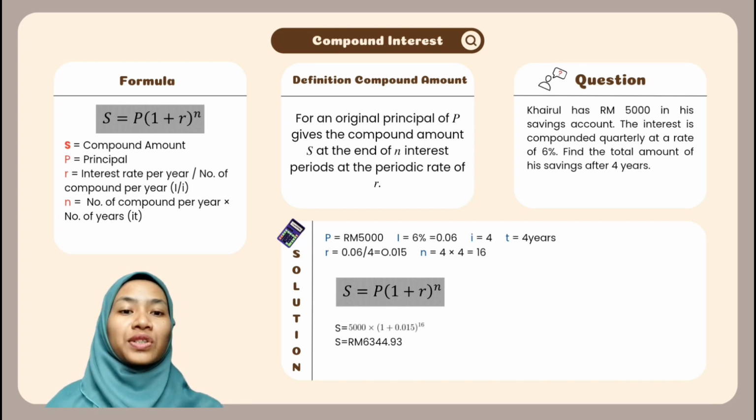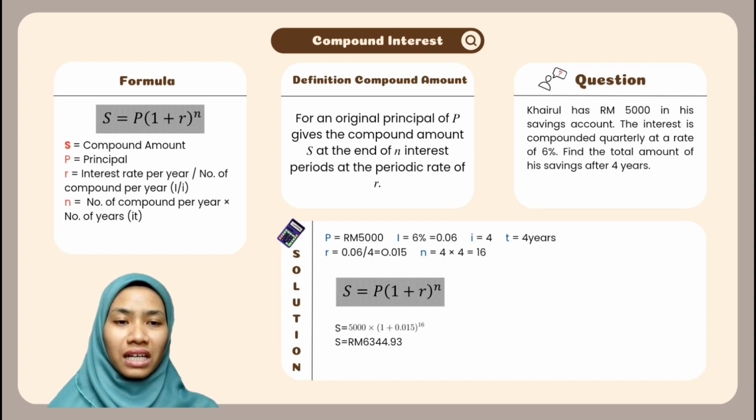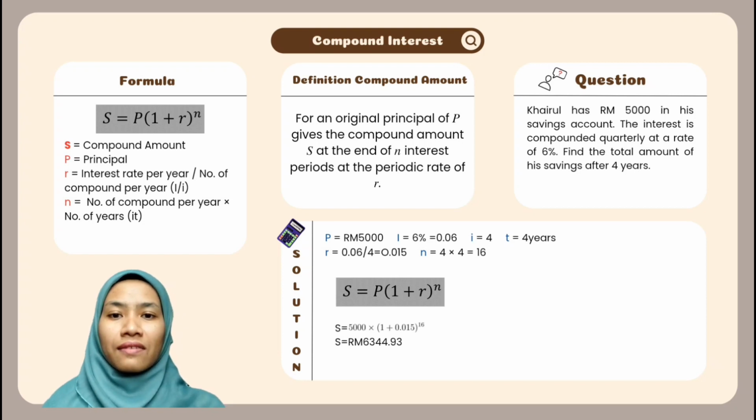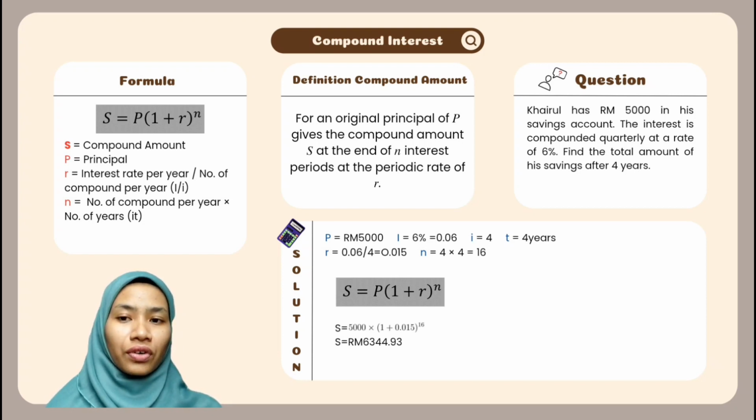So, the question here states that Khairul has RM5,000 in his savings account. The interest is compounded quarterly at a rate of 6%, and we need to find the total amount of his savings after 4 years. So the question here asks us to find S.